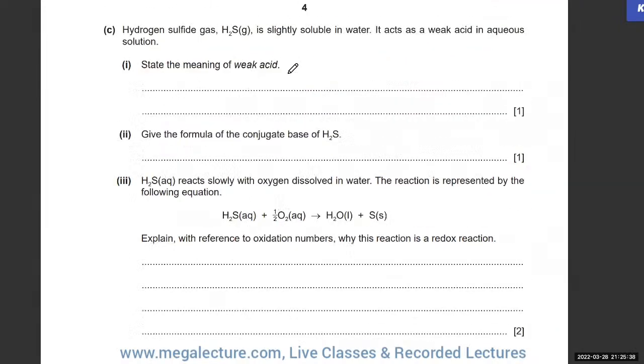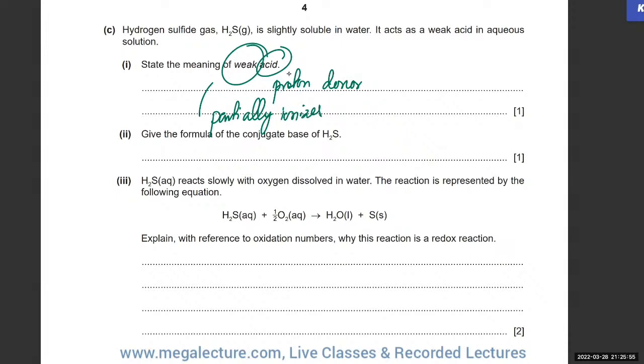Let's just state the meaning of the term weak as well as acid. Acid is proton donor. Weak means it partially ionizes. So a weak acid is a proton donor which partially ionizes.